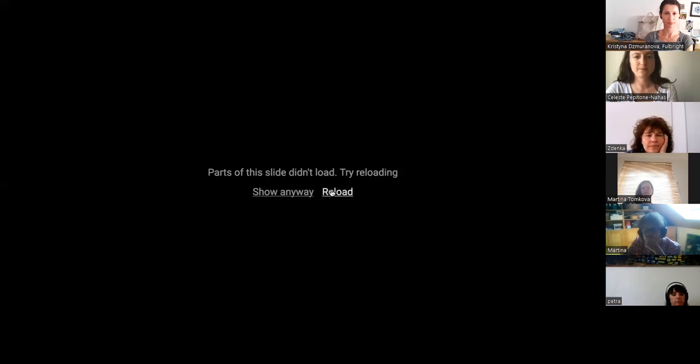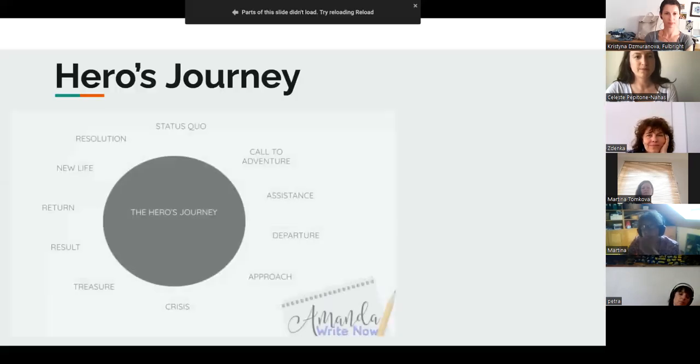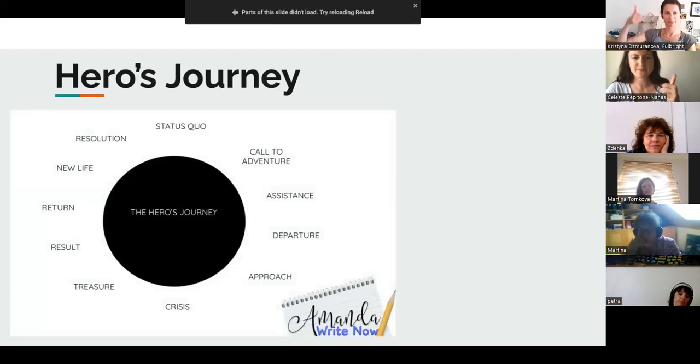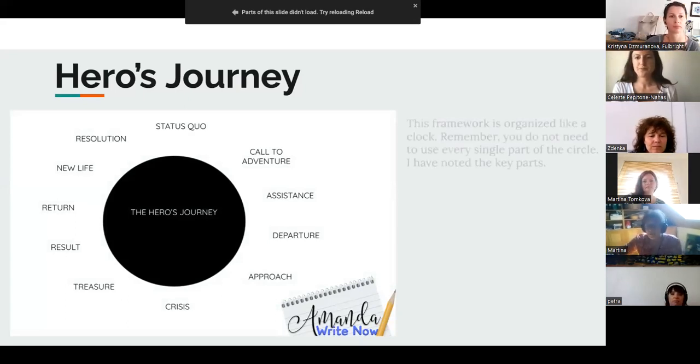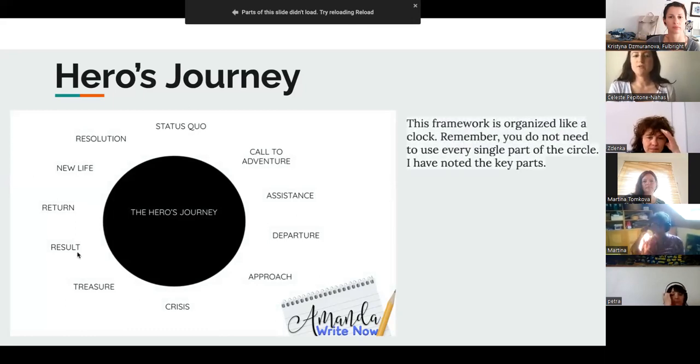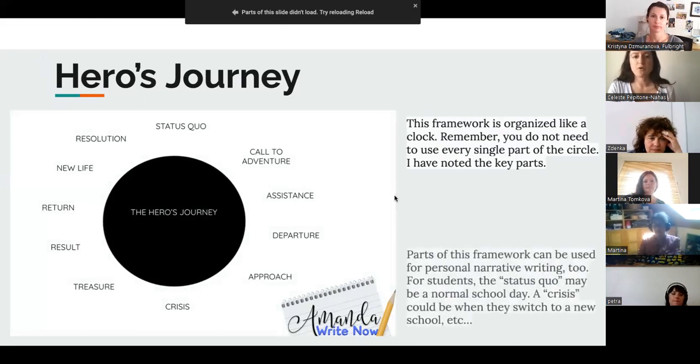Can everyone see this? Okay. So last week we talked about the hero's journey, and it's a circular story structure, organized like a clock. You do not need to remember or use all of the parts, but I will just now revise the key parts for everyone. So there's the beginning of your story, which is the status quo. For students, if they're writing a personal narrative, this would be maybe a normal school day. Another important part is the call to adventure, or when something in their life changes.